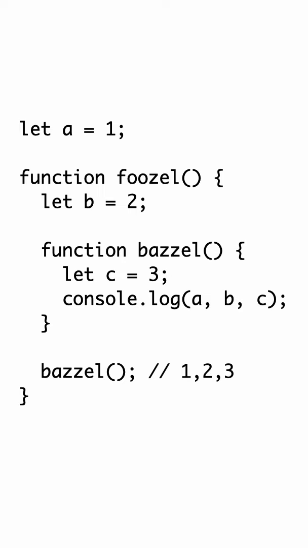In this example, it's easy to see that if we tried to access C outside of Basel, it wouldn't be in scope. And if we tried to access B outside of Fusel, it also wouldn't be in scope.